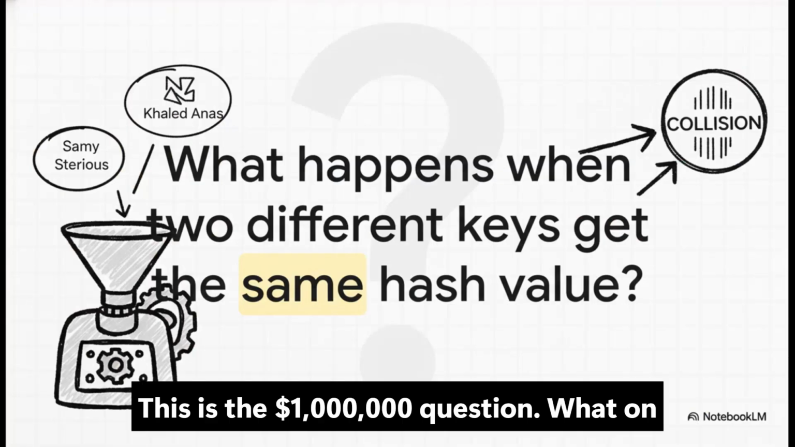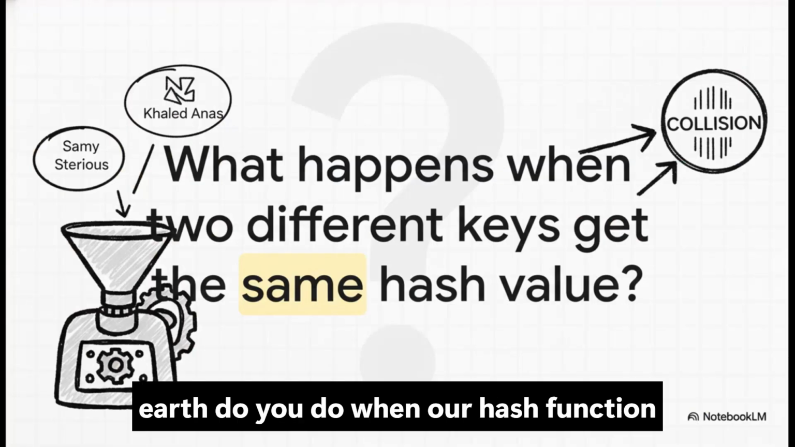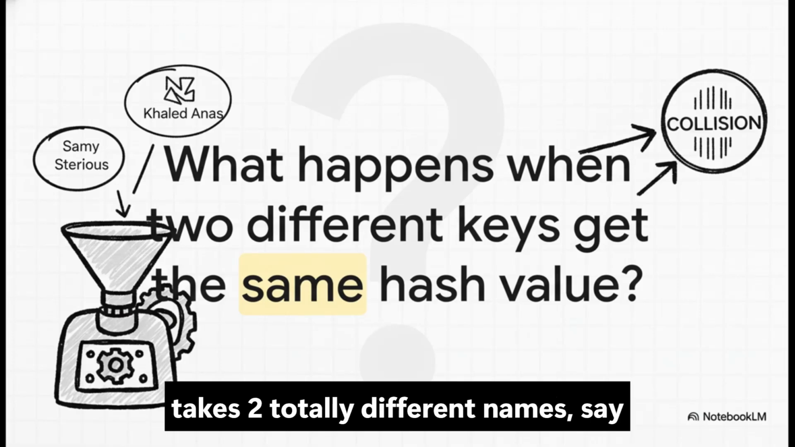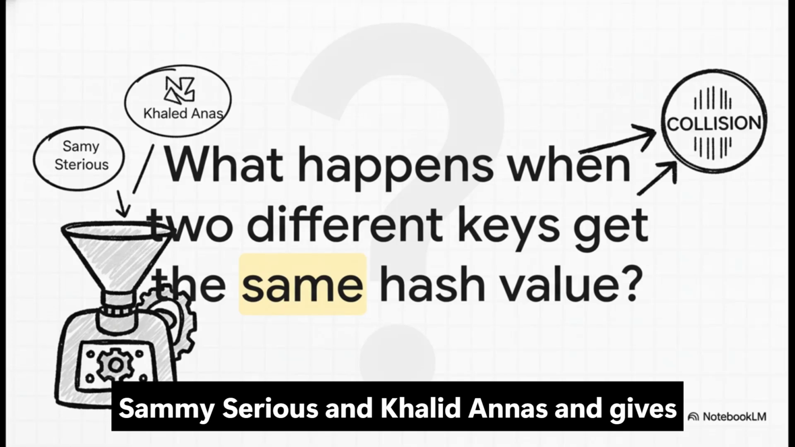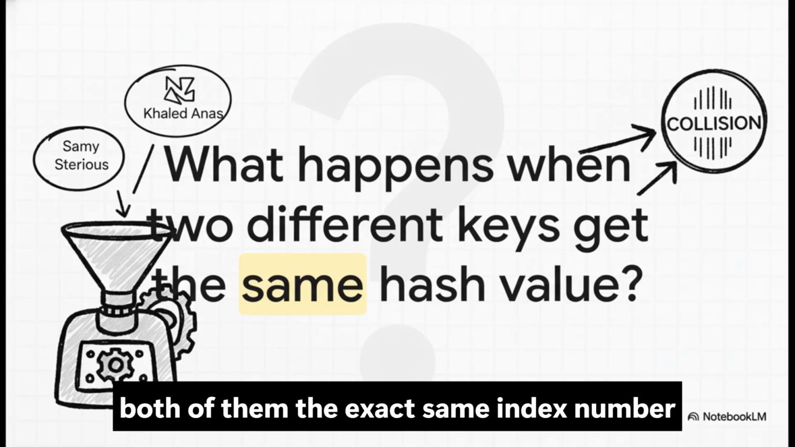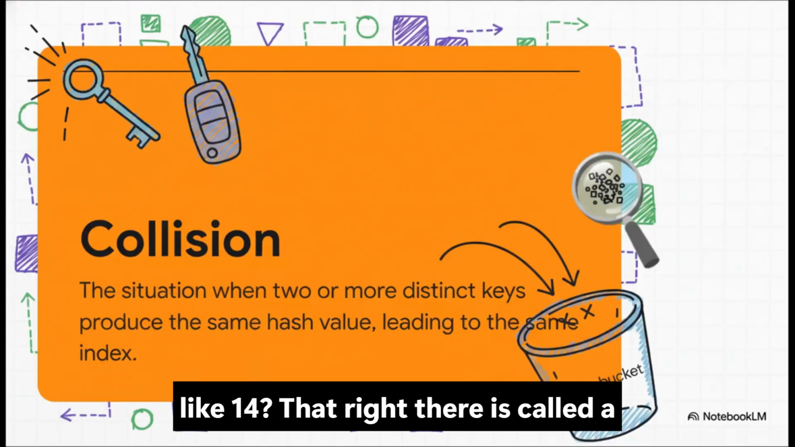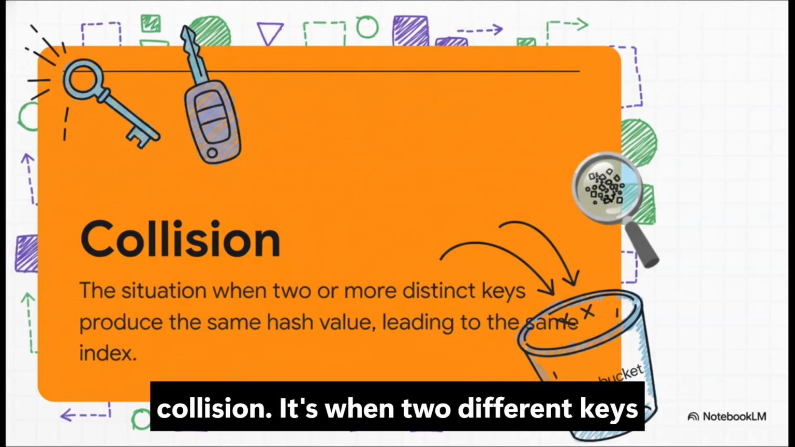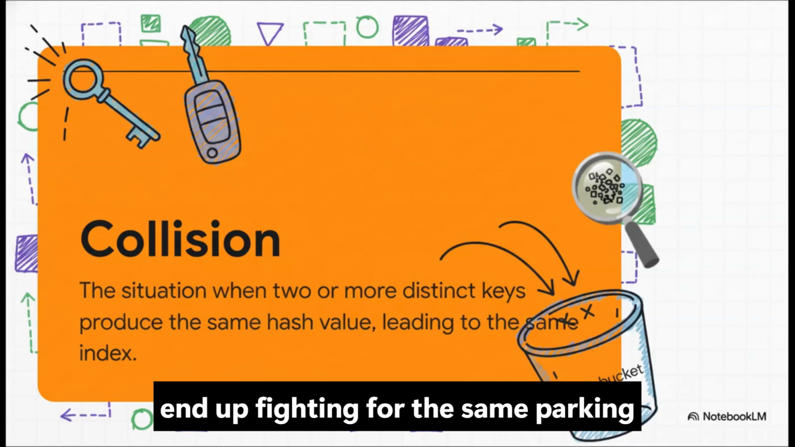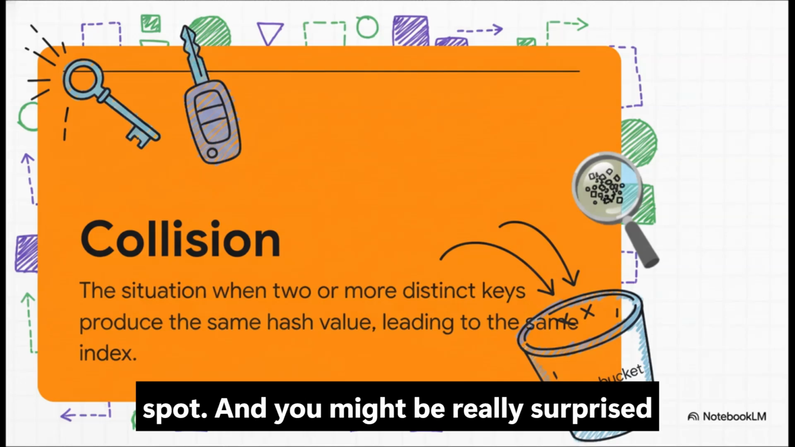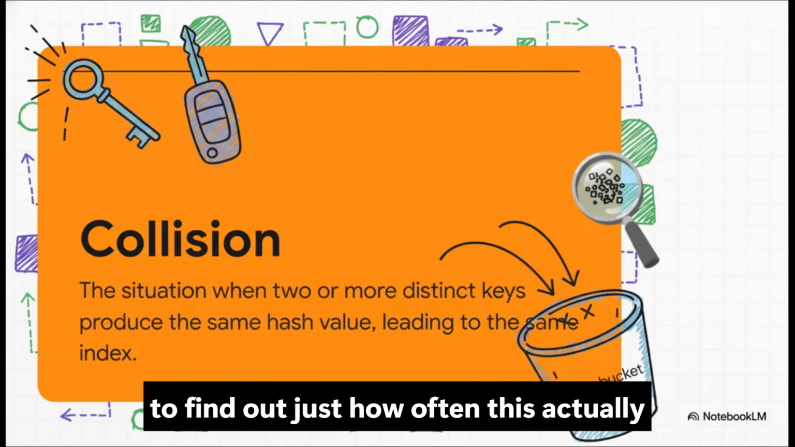This is the million-dollar question. What on earth do you do when our hash function takes two totally different names, say Sammy Sirius and Khalid Anas, and gives both of them the exact same index number, like 14? That right there is called a collision. It's when two different keys end up fighting for the same parking spot. And you might be really surprised to find out just how often this actually happens.